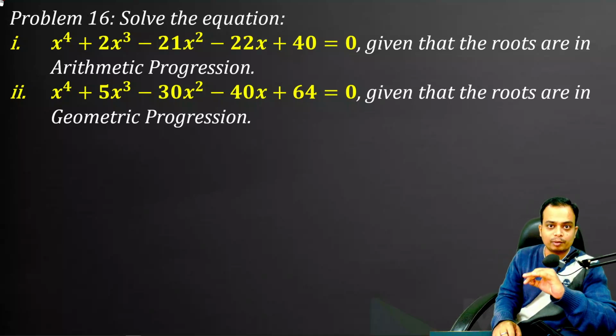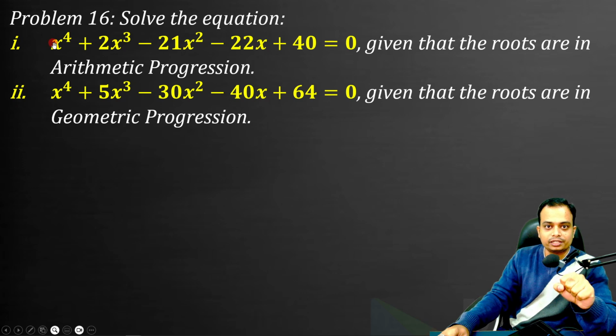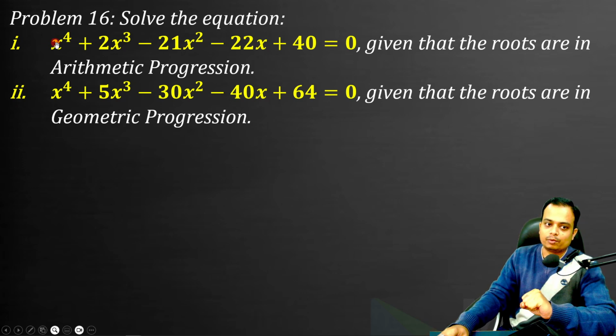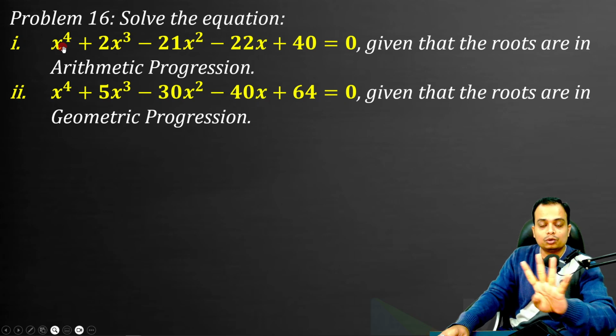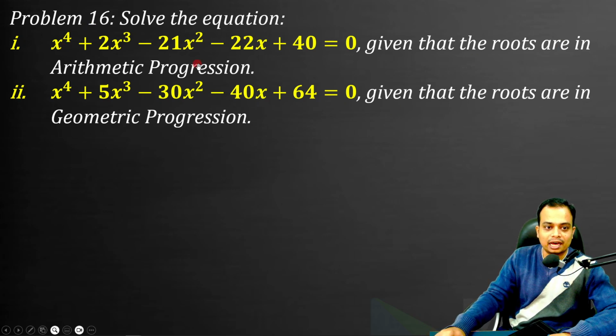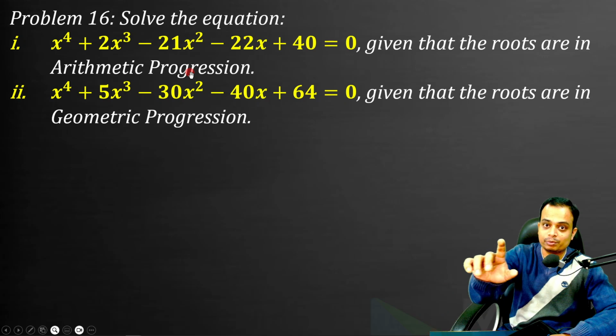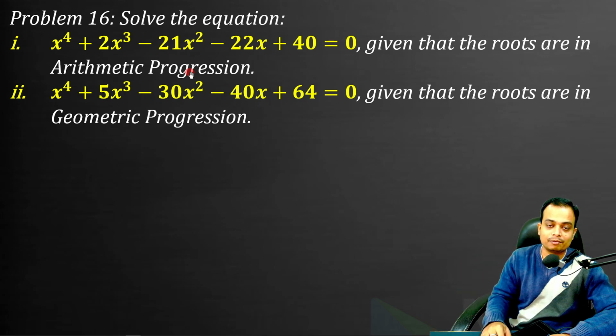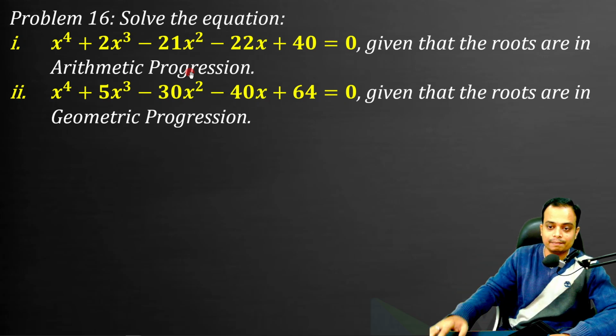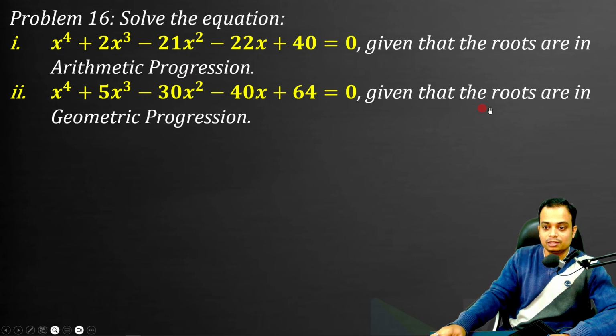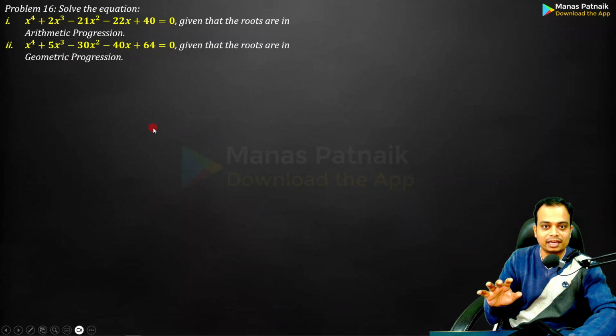So this is going to be problem number 16 and it has got two parts. The equation we are dealing with is a biquadratic one. That means degree is equal to 4, as many as 4 roots. And all of those roots are in arithmetic progression. That is going to be our first part. We will very soon be starting it. And then in the second part, the 4 roots are in geometric progression. I think we can surely begin.